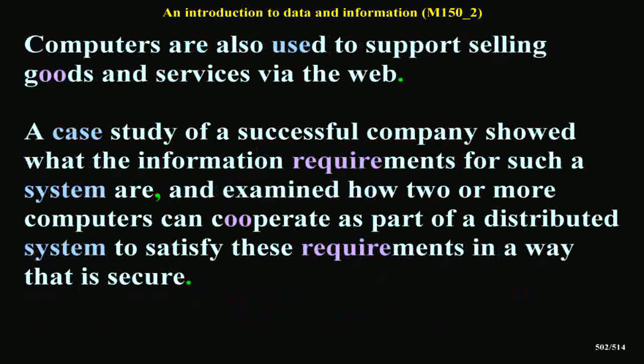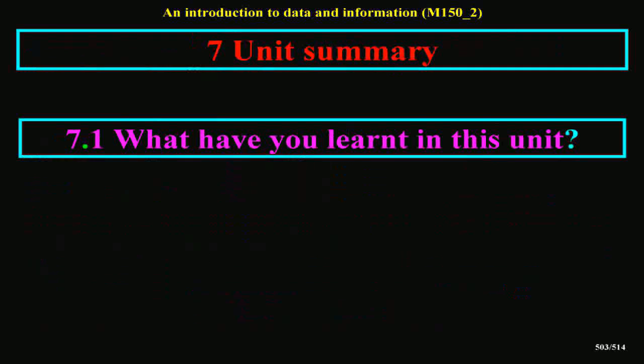Computers are also used to support selling goods and services via the web. A case study of a successful company showed what the information requirements for such a system are, and examined how two or more computers can cooperate as part of a distributed system to satisfy these requirements in a way that is secure.